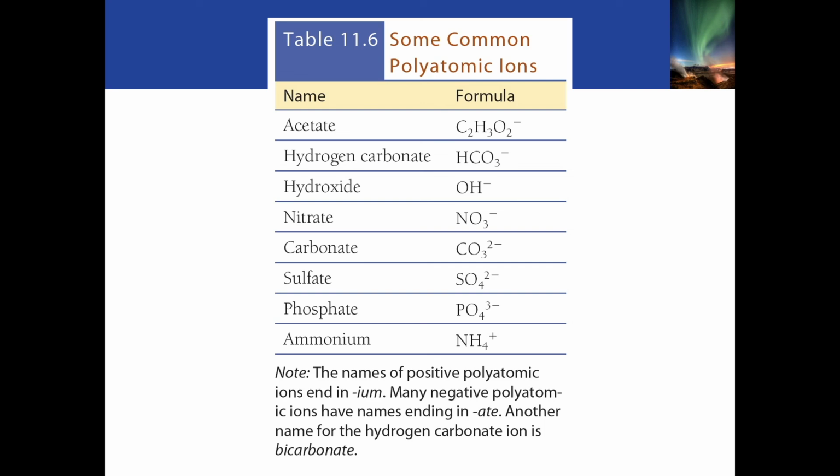Bicarbonate, or also hydrogen carbonate, the thing that's a part of the carbonate bicarbonate buffering system in your blood, right? That's got a charge of -1. Hydroxide, which is a base, -1. Nitrate, -1. Carbonate, -2. Sulfate, -2. Phosphate, -3. And ammonium, +1. Good stuff, right? You do not have to memorize that chart. It's just good to know that these different polyatomics have different charges.